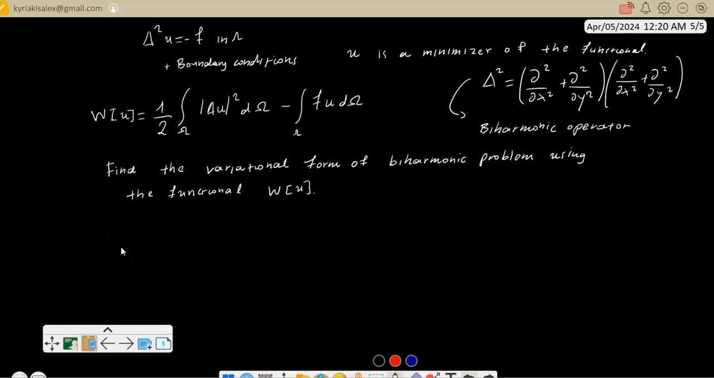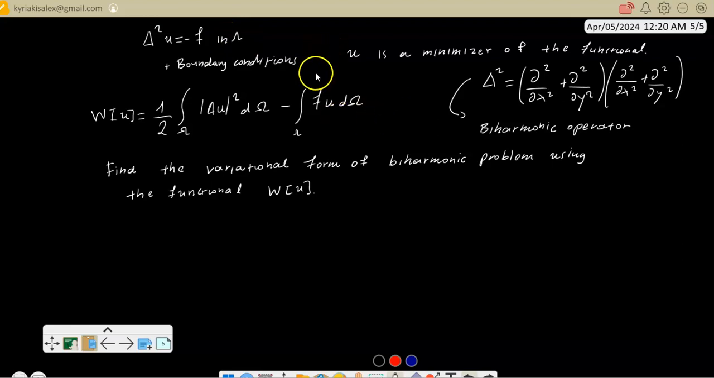Here we focus on the biharmonic problem and how to find a way to derive the variational form of the biharmonic equation. The biharmonic equation is of this form. This is the biharmonic operator here. So the operator acting on the function u equals minus f in the domain omega plus some boundary conditions specified on this bounded region omega.